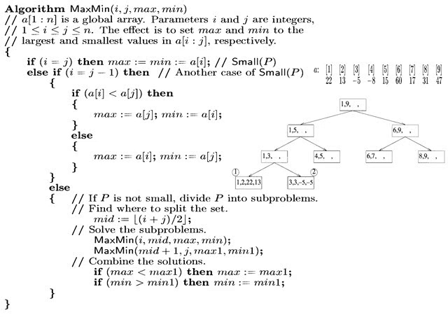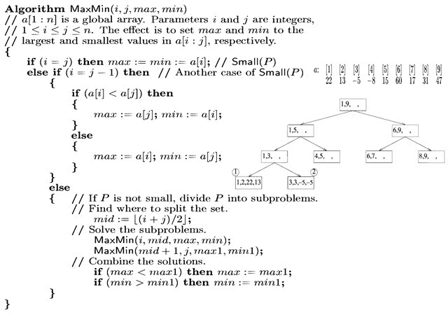So here I have taken the same example as in the first slide, and here we have a tree for recursive calls. If i is equal to j, that means if we have only one element in the list which we are passing, then max is equal to min is equal to the same value, because we have only one element. So assign that element to max also, min also. That is Small(P).